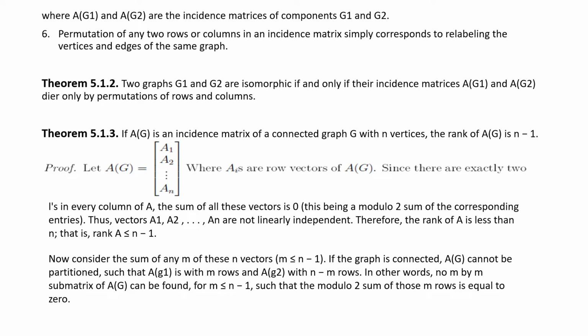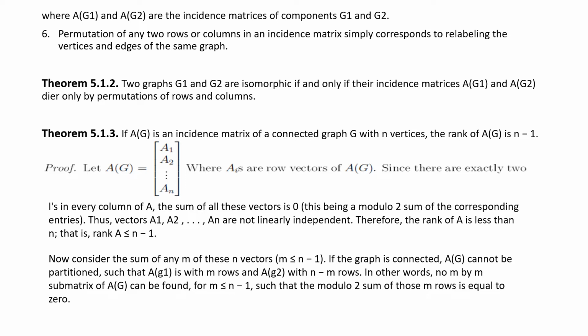Sixth property is permutation of any two rows or columns in an incidence matrix simply corresponds to relabeling the vertices and edges of the same graph. That is, even if we exchange any two rows or columns in an incidence matrix, that simply corresponds to the relabeling of the vertices and edges of the same graph.